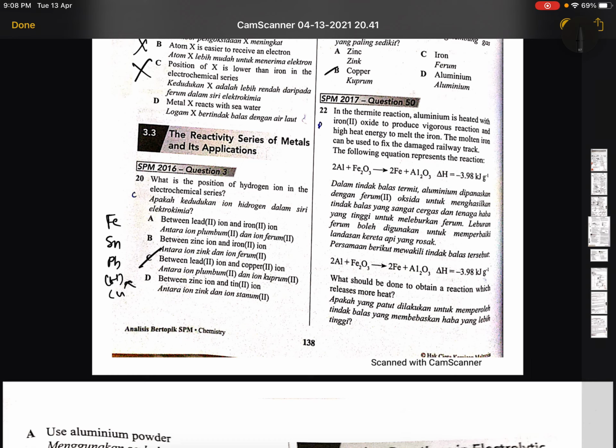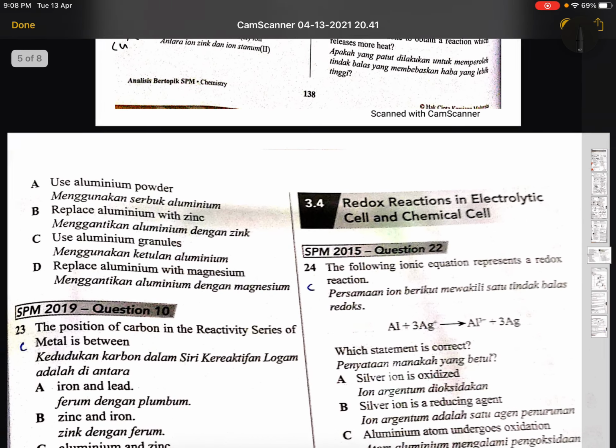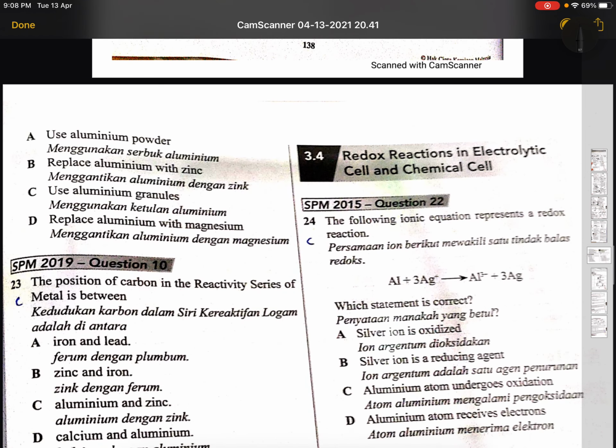What should be done to obtain a reaction that releases more heat? So I want a stronger reaction. So the answer here is, let me see what the answer was. For some reason I didn't catch that part. The answer is supposed to be D. Replace aluminium with magnesium.